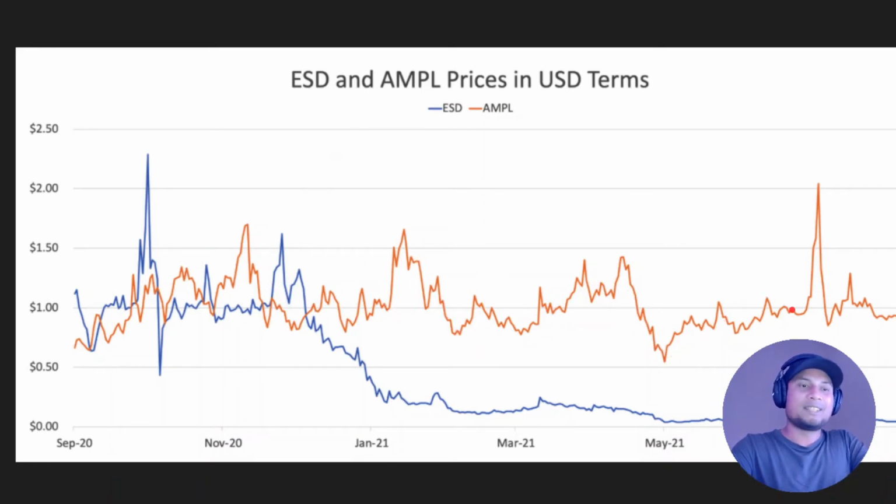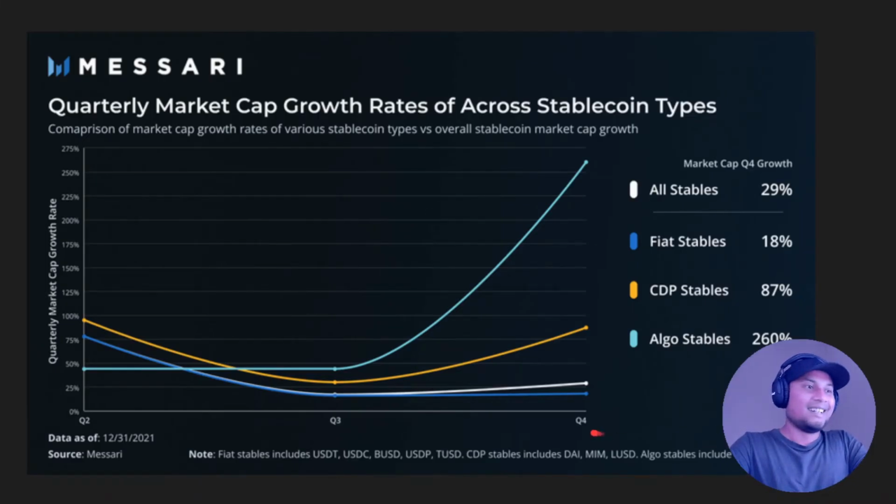So if we come back to the trilemma of stablecoins, ESD and Ampleforth: is it decentralized? Yes, it is decentralized. Is it capital efficient? Probably. Is it stable? I don't think it's stable. The chart over here doesn't show it's stable. It has volatility, and look at this ESD, it just goes down like a meme stock or something like that. But anyways, no comments on that.